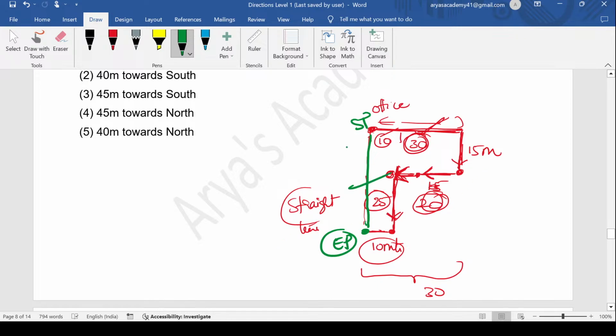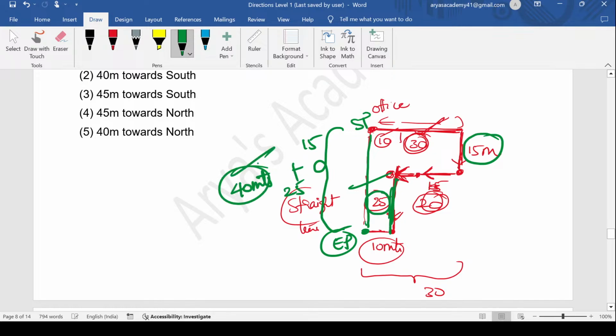But if you look at this distance, what is this distance actually? This is how much? 15. And if you remember this, I have written it here. This is how much? 25. So this portion is 15 and this portion is 25. If I add it, the total distance becomes how much? 40 meters.